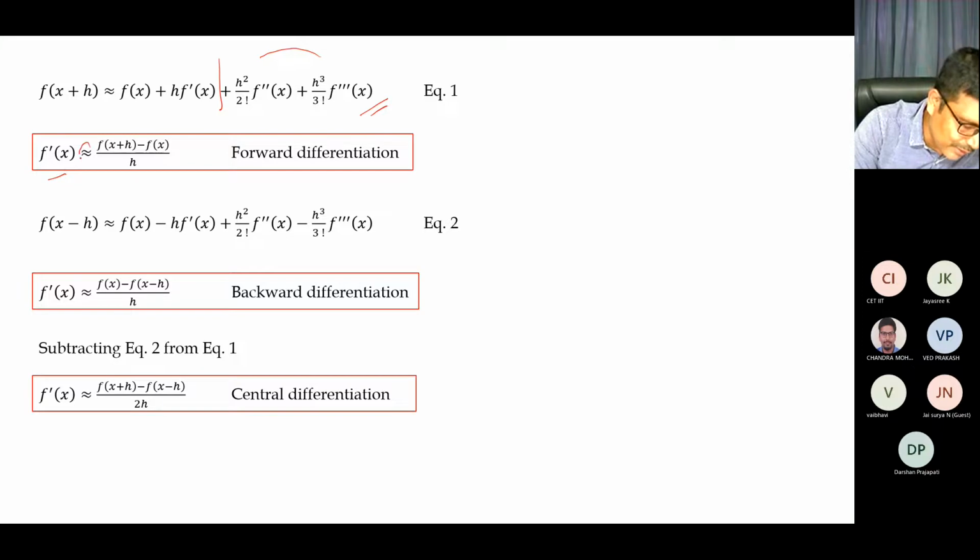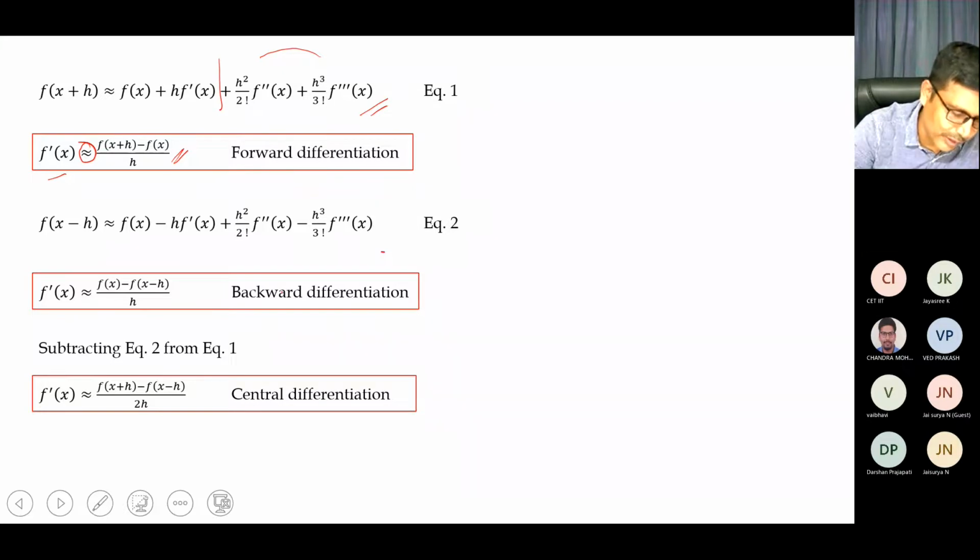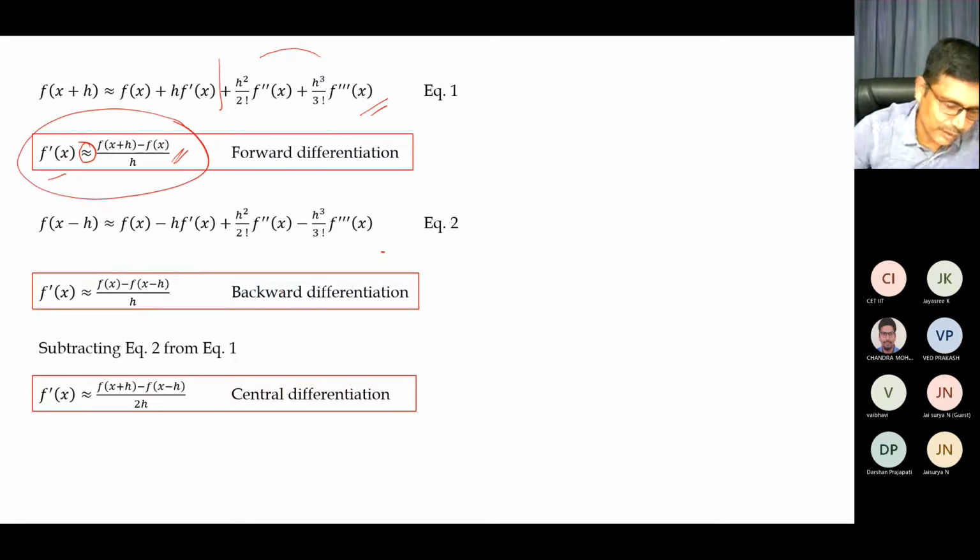So I am not writing the equality sign because this is an infinite series. I am only considering up to the first derivative, so therefore this will not be equal to this thing. But I am getting an approximated value of the first derivative here. And I can say that this is approximately correct because if you consider the h value sufficiently small, this will give you a reasonably correct result.